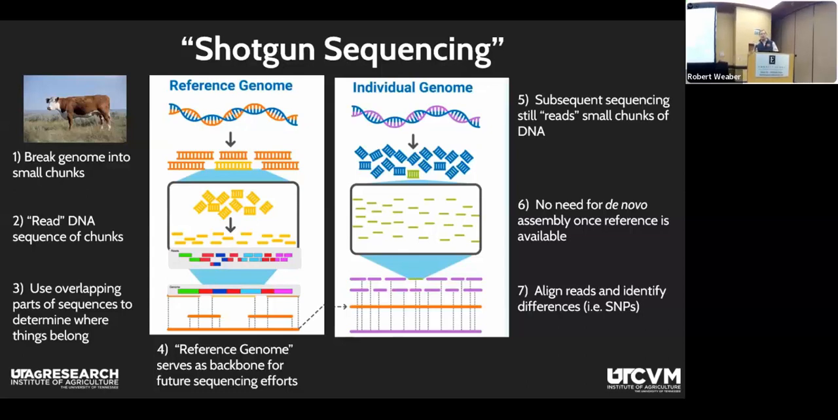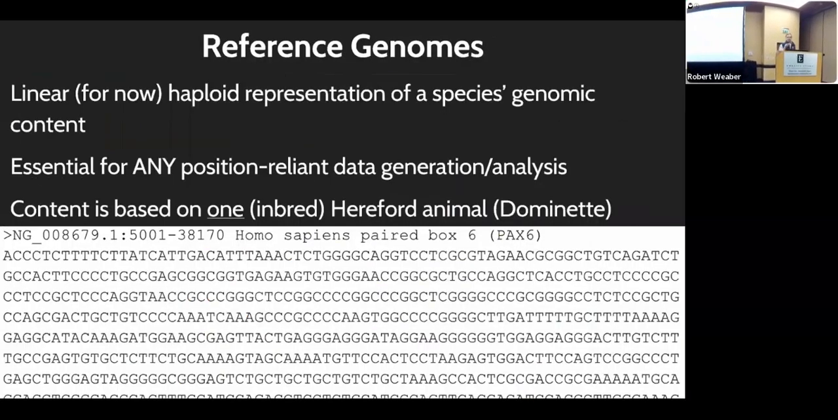So we can find places in the genome as we align these back to the Dominant reference genome. We can find SNPs that exist, places in the genome where our animal's DNA appears to be different from the sequence in that linear Dominant reference.